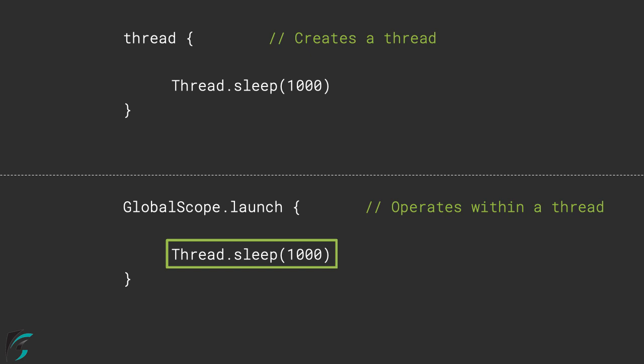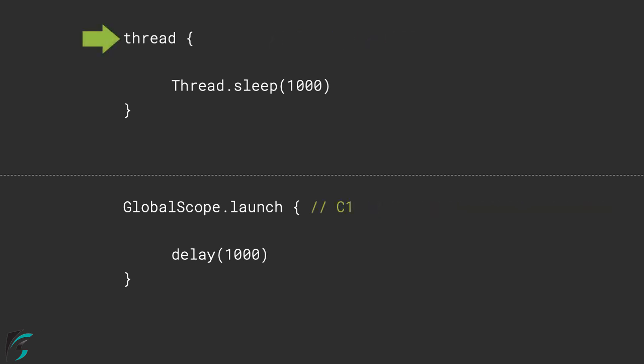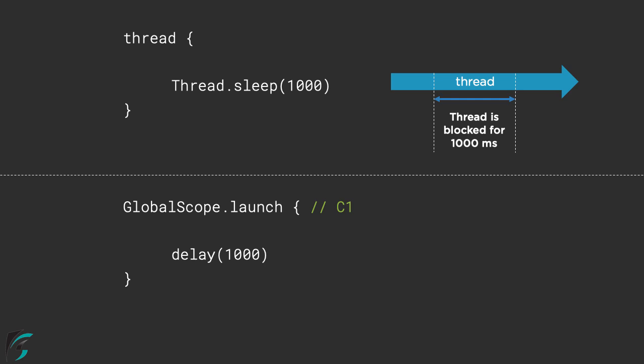Instead of this thread.sleep, you can use the delay function, which again takes time in milliseconds. So this delay, when executed, does not block the thread on which it is operating. Let me elaborate and show you how the delay function is more efficient than the thread.sleep function. So here, when this code is executed, a thread is created. But when the thread.sleep function is executed, then for 1 second, your thread will be completely blocked. Meaning, for this time frame, your thread won't be able to do other tasks. It gets busy, right?